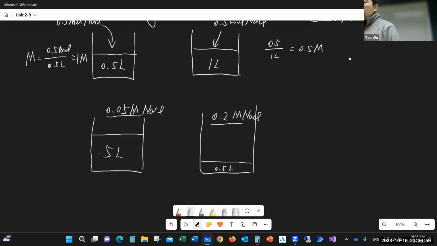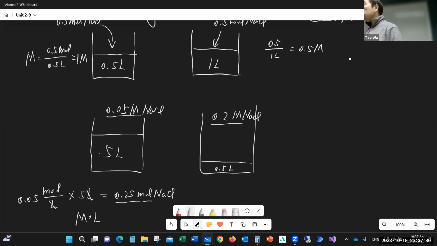Then what we do: molarity is equal to mole over volume. Molarity is mole over volume. So 0.05 molar is just this. If you multiply by the volume, you see volume and volume cancel. Now you get 0.25 mole of sodium chloride. This is how you figure out how many moles there are, by using molarity times volume. Molarity times volume, you get mole.